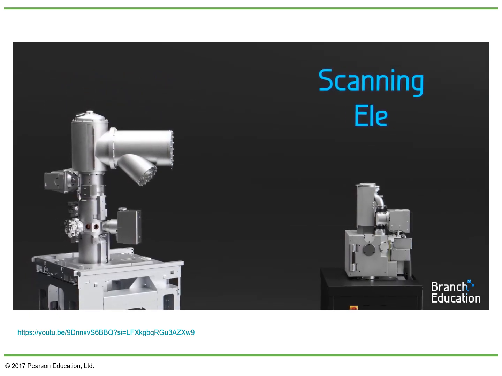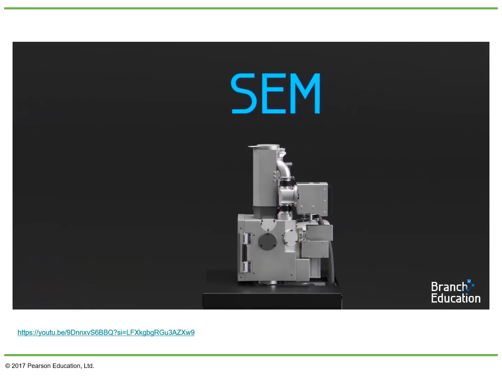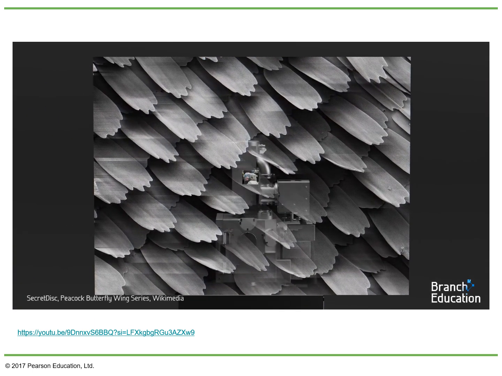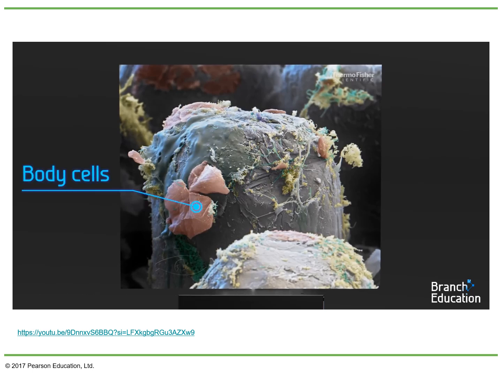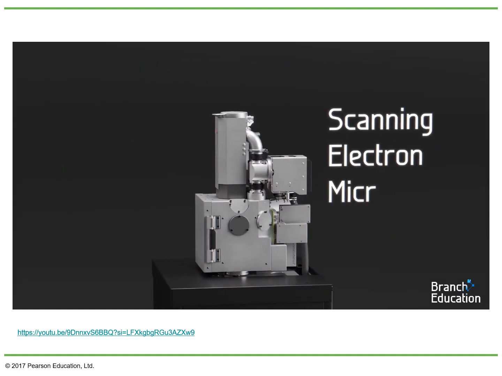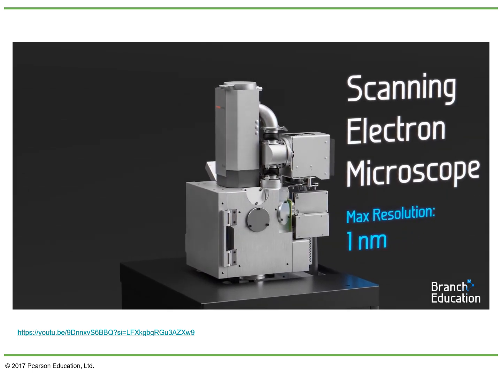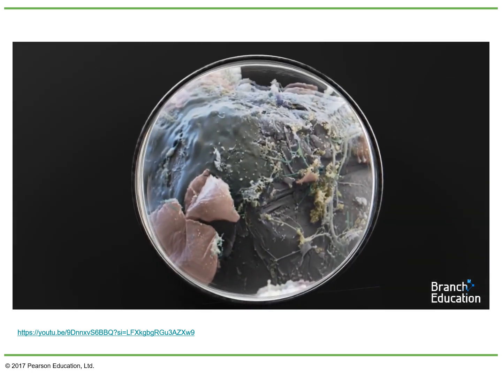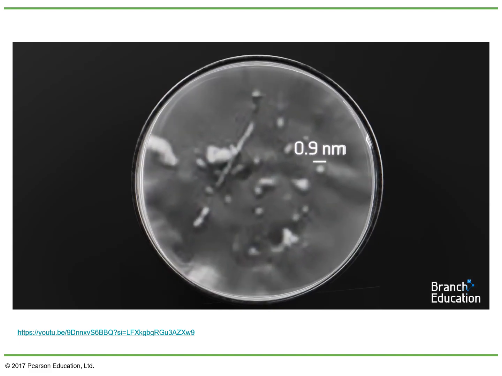The scanning electron microscope, or SEM, is used to see surface images like this butterfly wing, or the bristles of a used toothbrush. See, here are cells from your body, and all around here in yellow is bacteria. It's gross, but let's move on. Scanning electron microscopes have a maximum resolution of around 1 nanometer, meaning the spacing between two adjacent features or dots of resolvable data in an image is 1 nanometer.